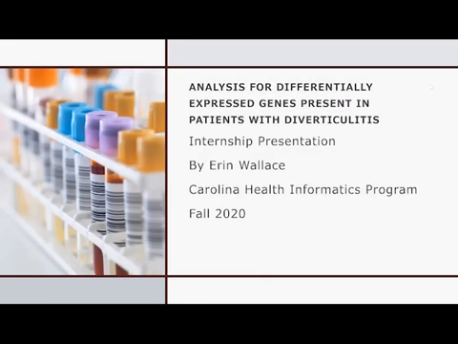So today I will be presenting on my internship project where I analyzed differentially expressed genes present in patients with diverticulitis.